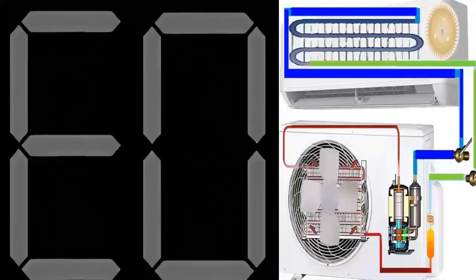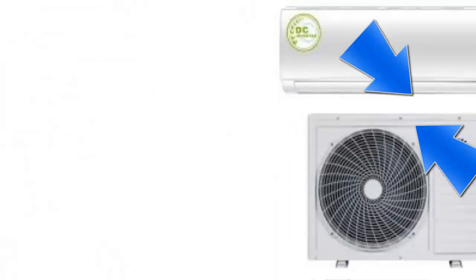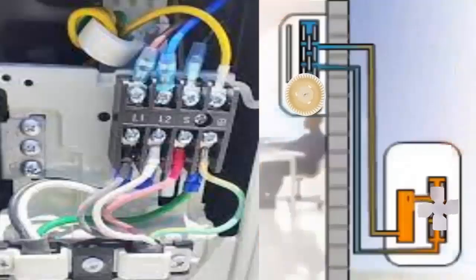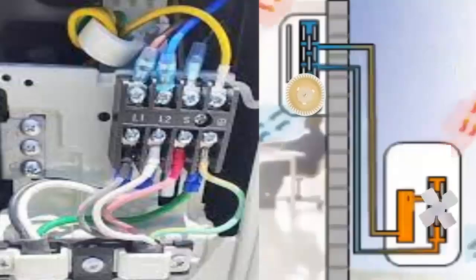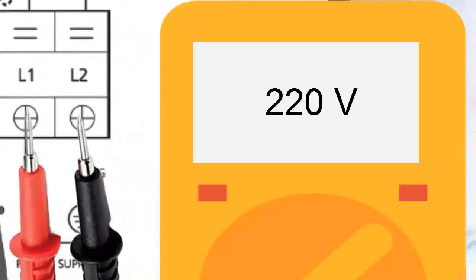Error code E1. This indicates a communication failure between the indoor and outdoor units. Solution: A. Check and secure the connections and the communication cable's condition. B. Verify the stability of the power supply voltage. If unstable, consider using a stabilizer.